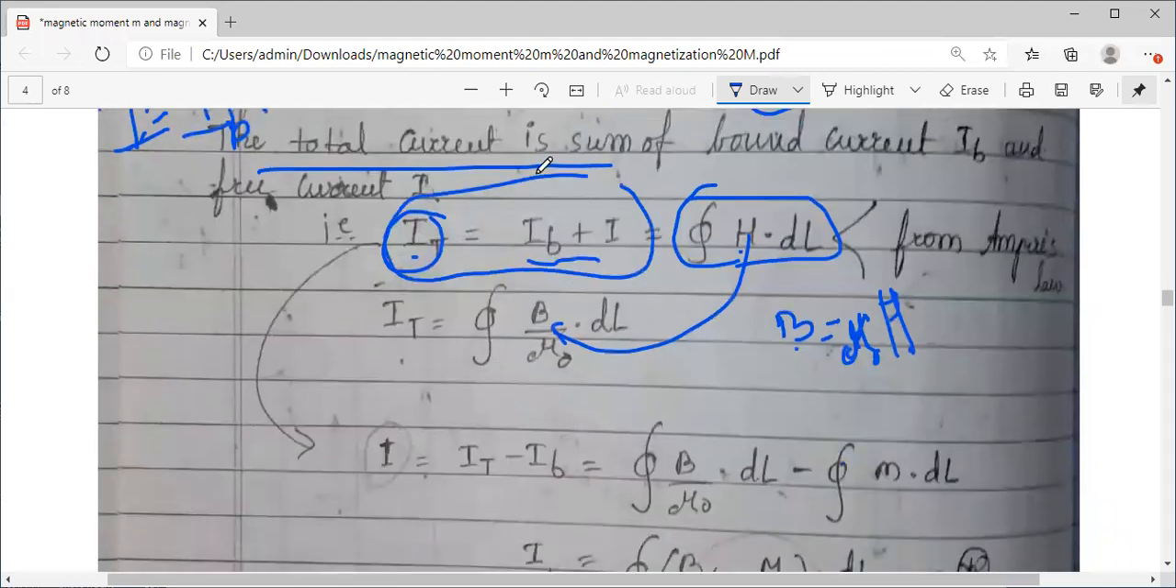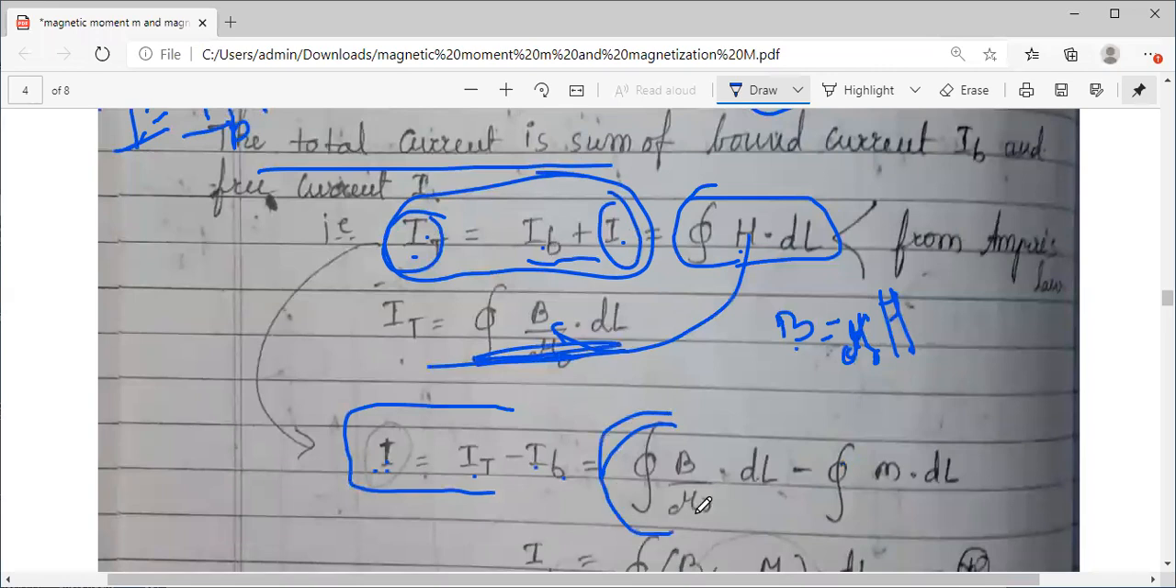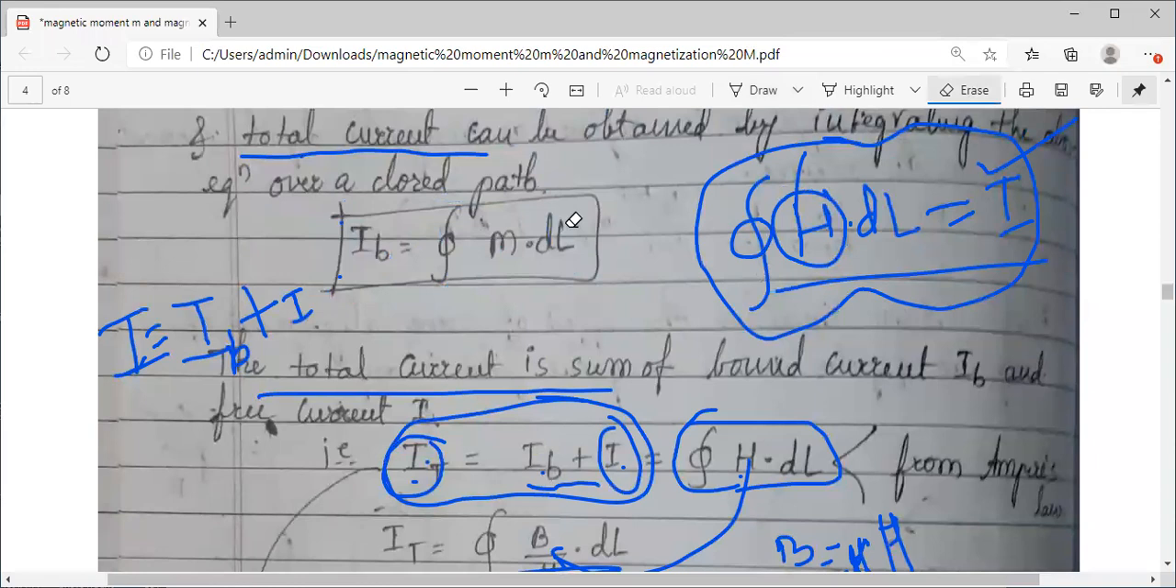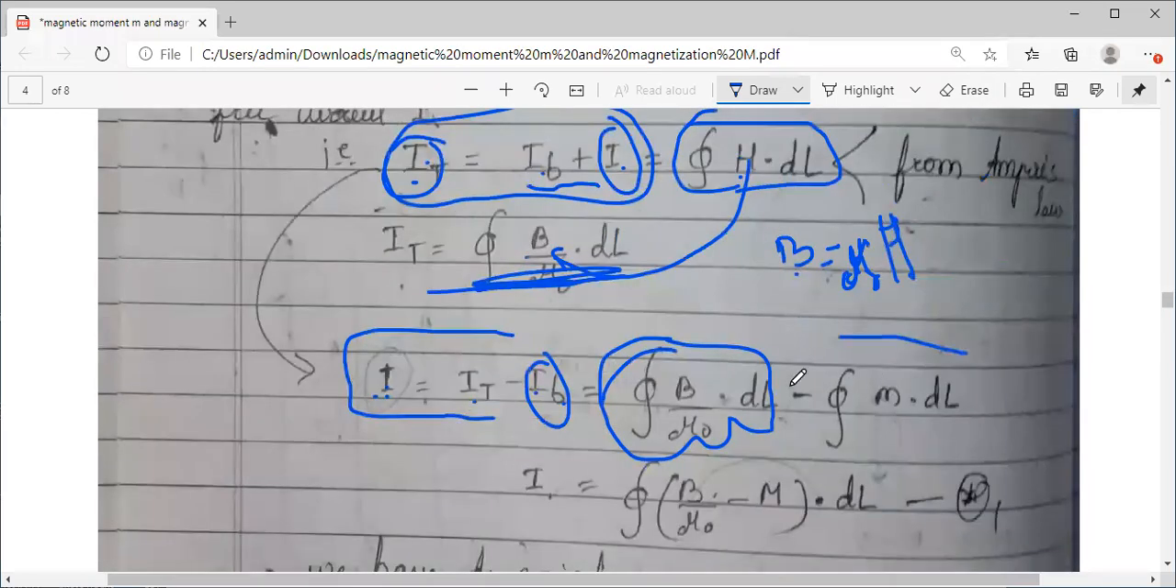From the above equation, what is I? Extract that: I will be IT minus IB. Current I is the free current, and I could have taken an F subscript here. Free current is equal to IT minus IB. So what is IT? Just now I have written, it is the line integral of B by mu naught dot dl. And what is IB? Just now we have seen, I told you it's an important equation: bound current, just like the Ampere's law form, IB equals the line integral of M dot dl. So I will substitute that here. IT minus IB, IT is this, IB is this.